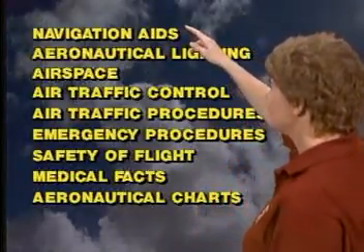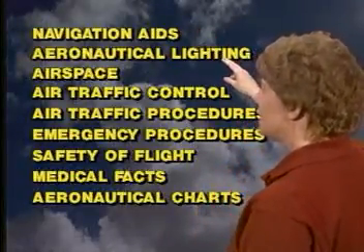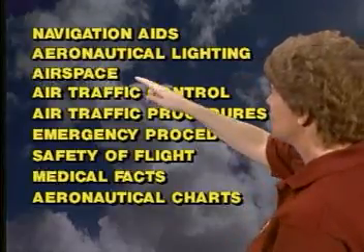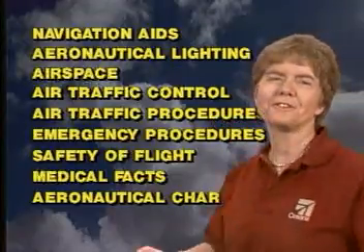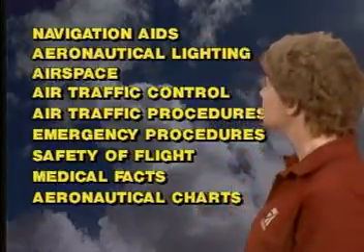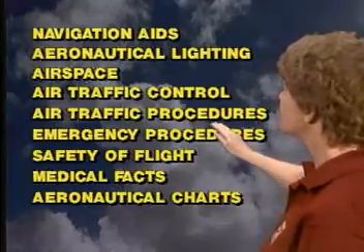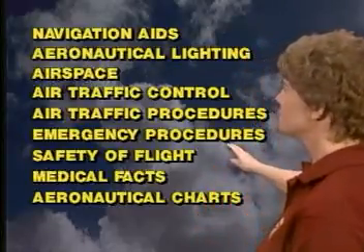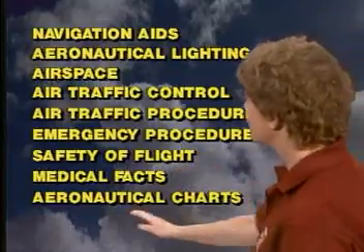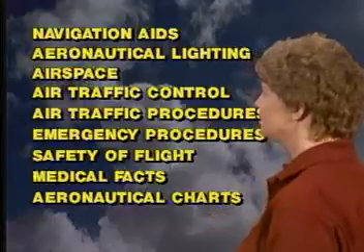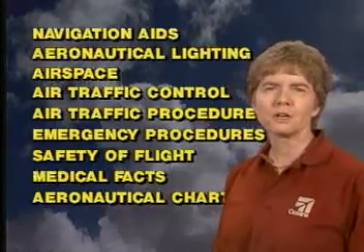It's divided into 9 chapters. The chapters are navigation aids, aeronautical lighting and other airport visual aids, airspace, air traffic control, and air traffic procedures, and those two, by the way, are not the same. Control tells you what's available, and procedures tells you how to use it. It also has chapters on emergency procedures, the safety of flight, medical facts for pilots, and aeronautical charts and related publications. And as I said, there's a pilot controller glossary, and it's got about 100 pages in it.